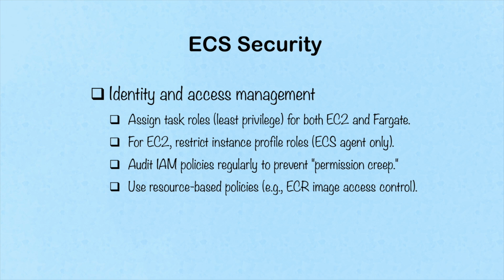Implement resource-based policies for services like Amazon ECR to tightly control access. This lets you define exactly which IAM roles or users can push or pull container images, reducing the risk of unauthorized changes. Additionally, enable AWS CloudTrail logging to capture all ECS API activity across your account, which helps detect unusual patterns, unauthorized access attempts, or misconfigurations in real time.